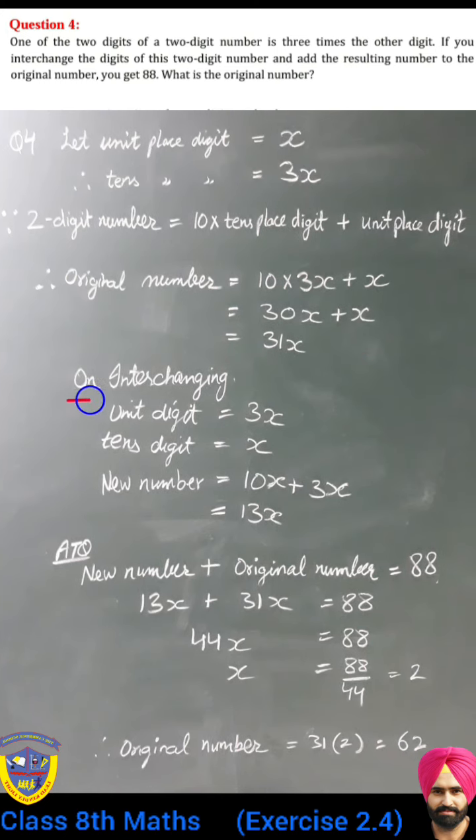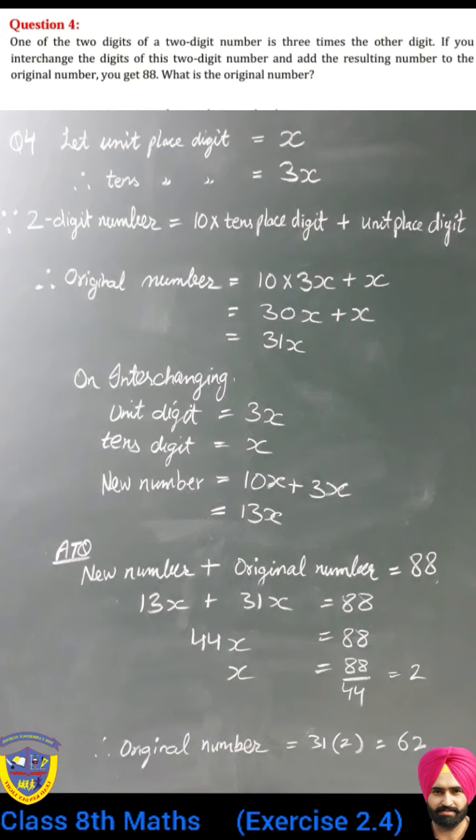Now on interchanging, the unit digit is equal to 3x. Earlier it was x, and the tens place digit you will get is x. Earlier it was 3x. We have interchanged the digits. Now the new number becomes 10x plus 3x, that is equal to 13x.